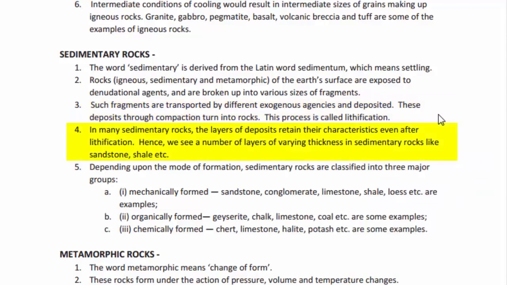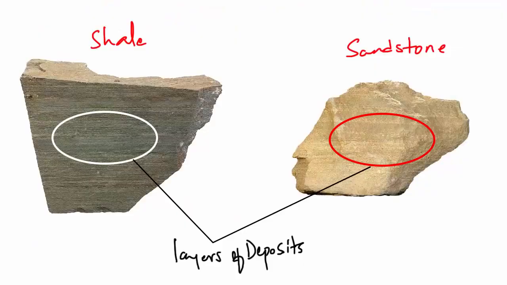In many sedimentary rocks, the layers of deposits retain their characteristics even after lithification. Hence we see a number of layers of varying thickness in sedimentary rocks like sandstone, shale, etc. So if you look at shale and sandstone, here it is, notice there are line patterns depicting layers. So these are the layers of deposits. They are very much visible. It is not visible in every sedimentary rock.